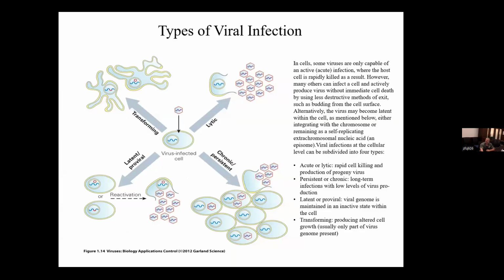So what are some types of viral infections? If we look at types of viral infections, we can generally break this down into 4 basic types. And we refer to these as lytic, a chronic or persistent infection, an infection that's transforming, or an infection that's latent.